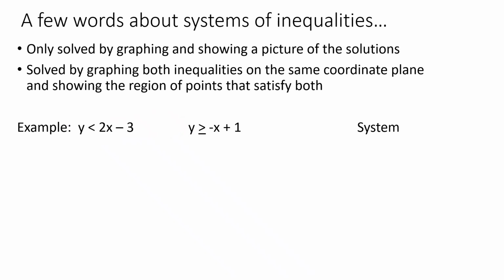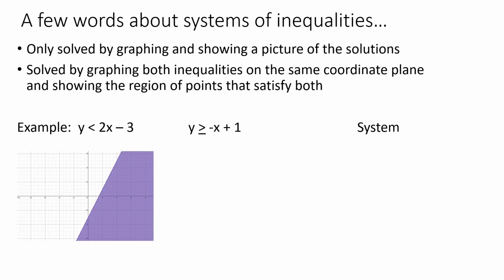So the graph for the first one looks like this. We can take a close look at that. We've got a y-intercept of -3, a slope of 2. It is a less than, so we're using a dotted line, and it is less than, so we're shading the bottom.